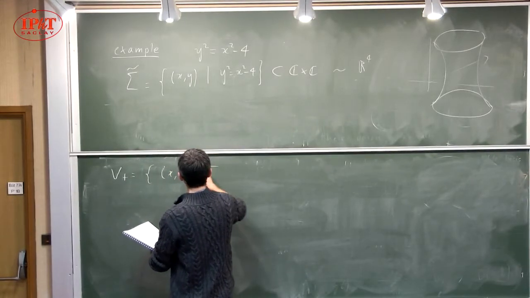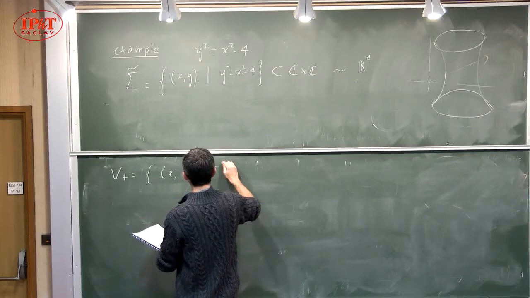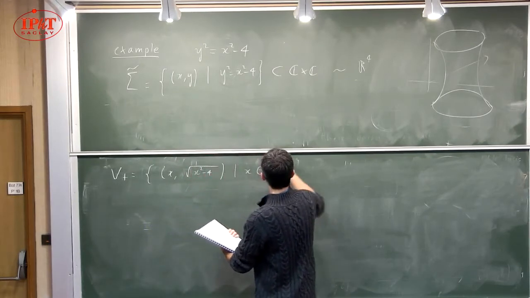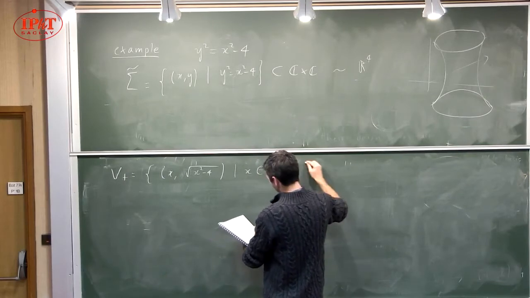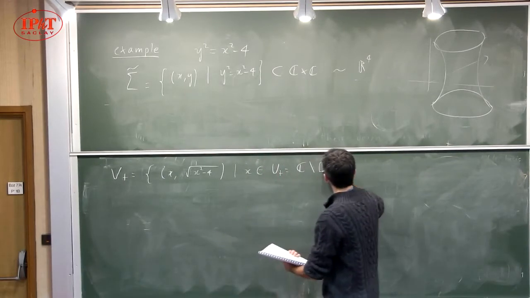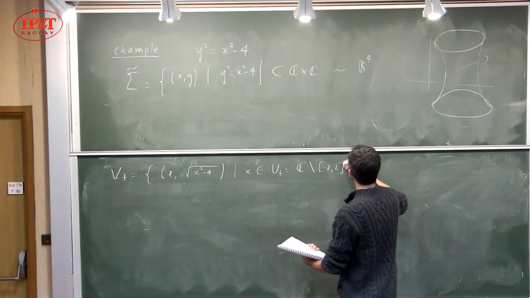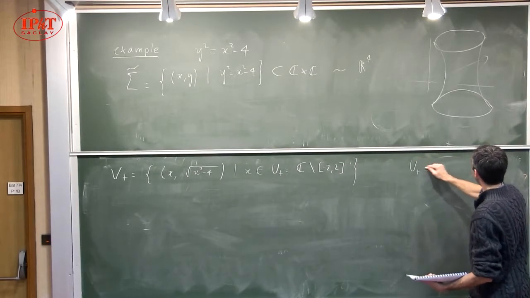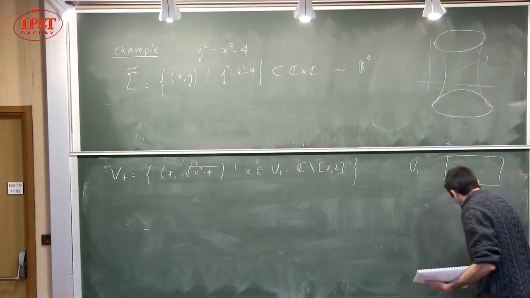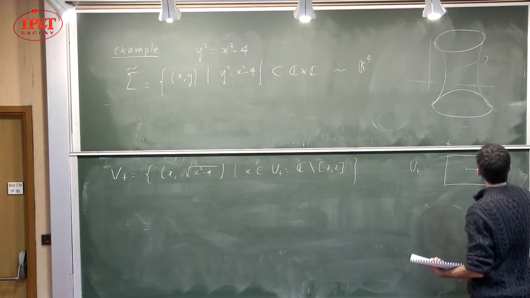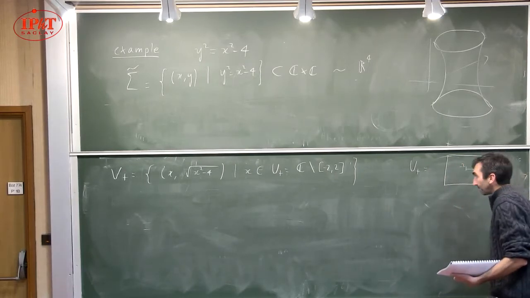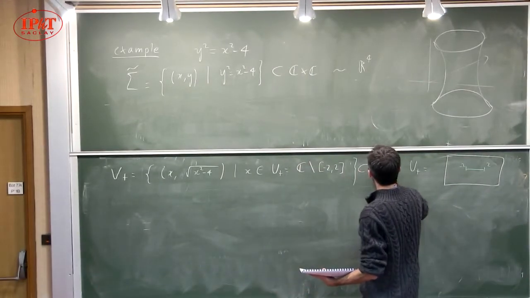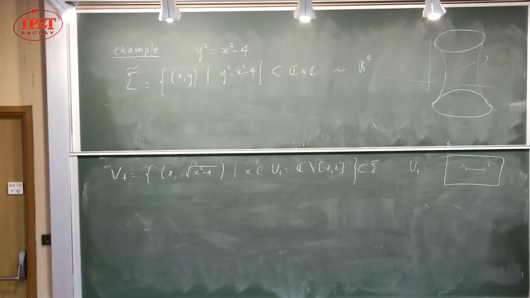x and square root of x squared minus 4, where x belongs to what I would call U plus, which is just the complex plane where I remove the segment minus 2, 2. So it's included in sigma tilde. It's an open subset of sigma tilde.